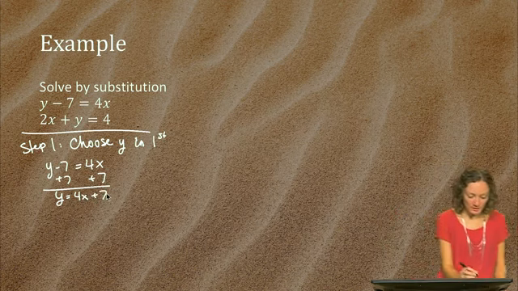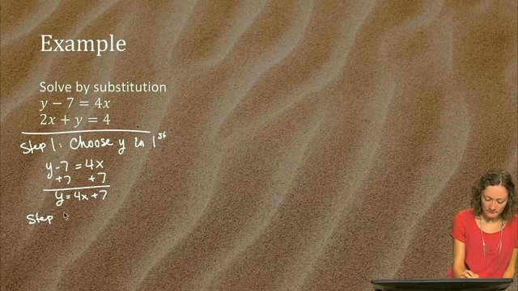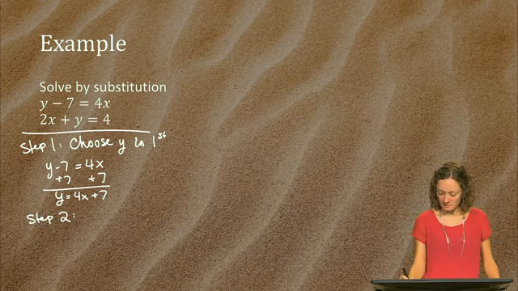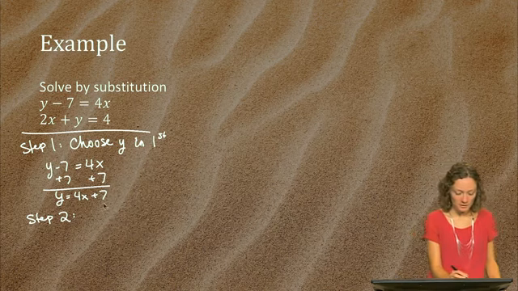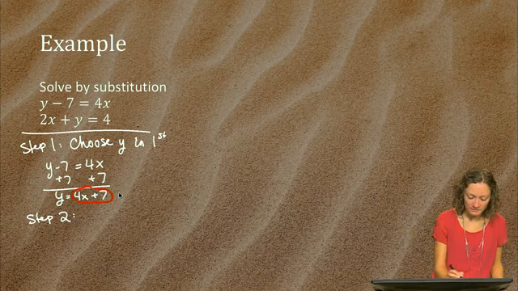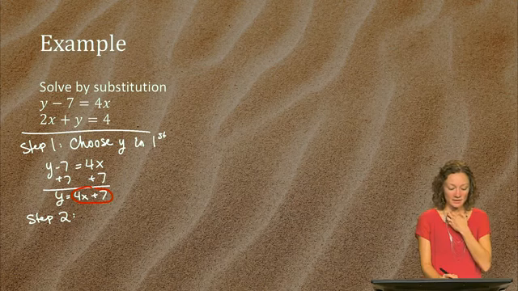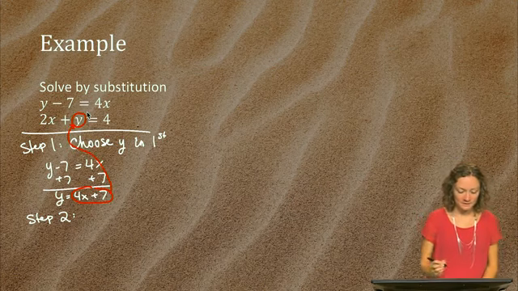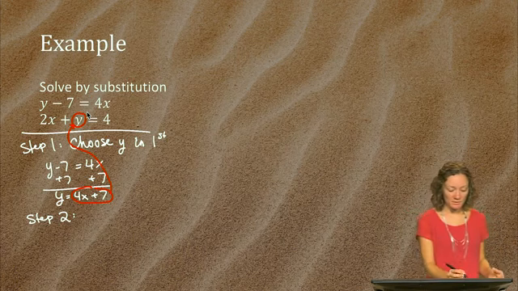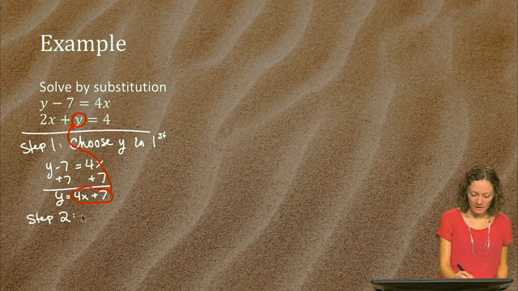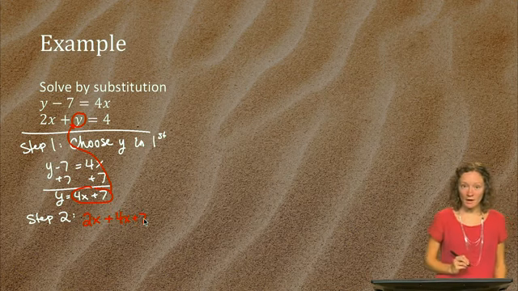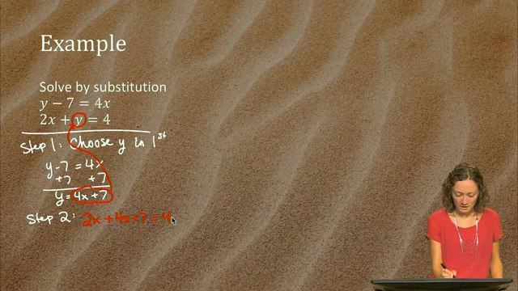Okay, step 2 is to then substitute that into the other equation. So here's what we got y to be. Now we're going to plug that into the second equation. So instead of y in the second equation, we write 4x plus 7. So we have 2x plus, not y, 4x plus 7. That's what we know y to be equal to, equals 4.